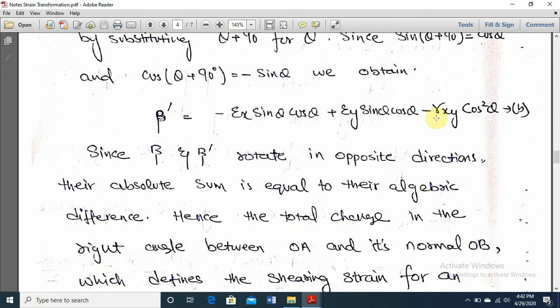From this equation A and B, we have come to know that beta and beta dash rotate in opposite direction. So their absolute sum is equal to their algebraic difference.